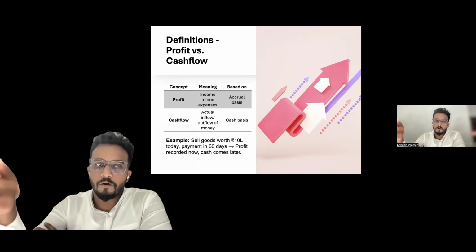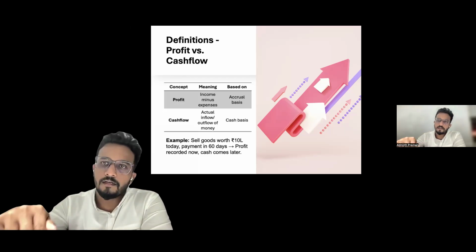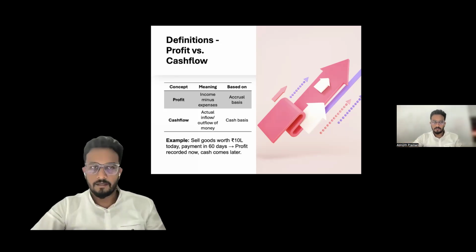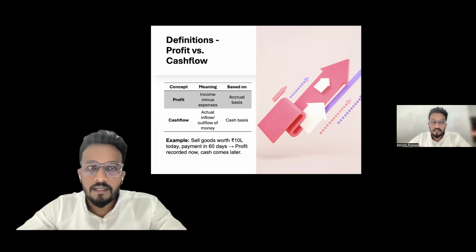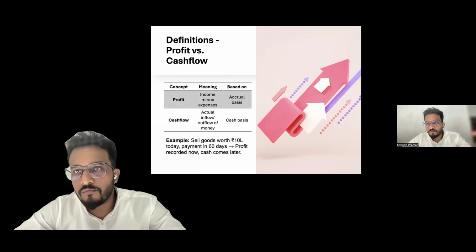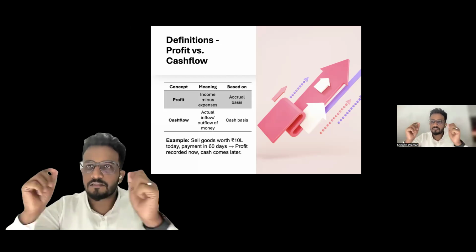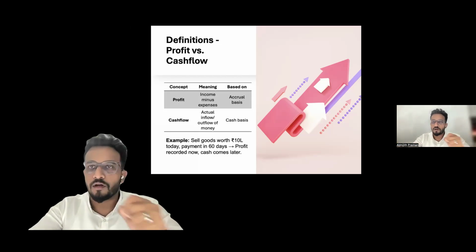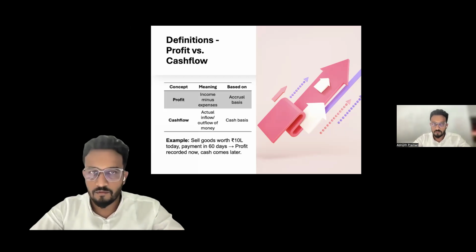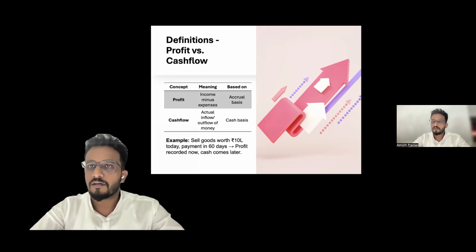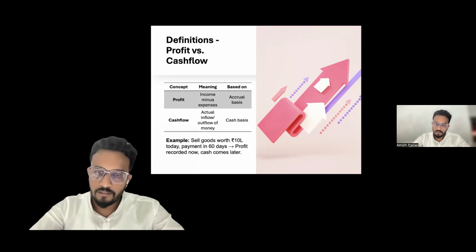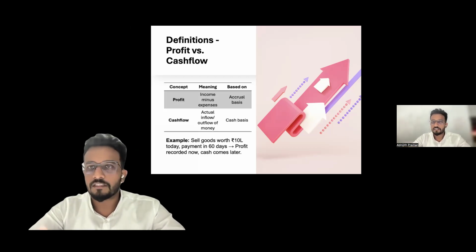That is why we say profit is on an accrual basis. Whenever an entry becomes due, we book that entry. On the other hand, cash flow means the actual inflow or outflow of money. If cash is coming into or going out of your business, that is cash flow, and it is based on the cash basis. The difference between the accrual basis and the cash basis is that the accrual basis is based on timing and due dates, while cash is the actual movement of cash.